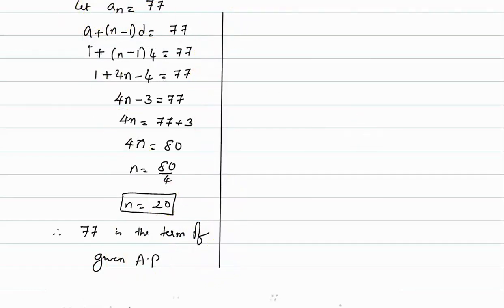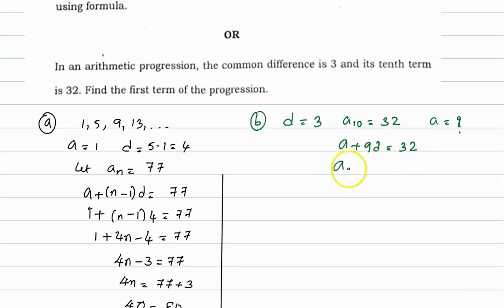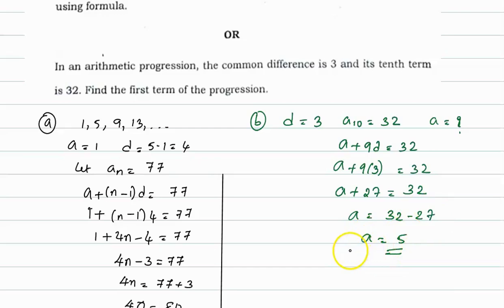Now I am going to take the other question in the same. In an arithmetic progression, the common difference is 3 and its 10th term is 32. Find the first term. Very simple question. A10 means A plus 9D is equal to 32. D is given, 9 into 3, that is equal to 32. A plus 27 is equal to 32. A is equal to 32 minus 27. So A is equal to 5 is the required answer.